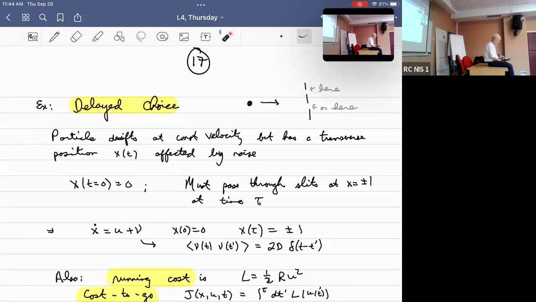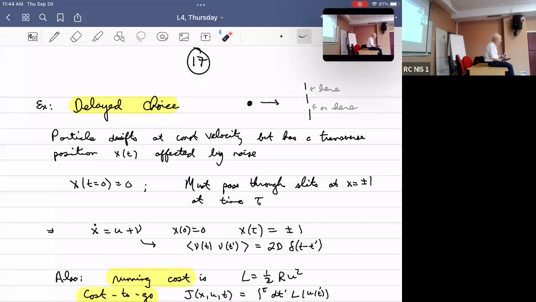It's going to take a deterministic amount of time to go from here to here. And while it's doing it, it will be drifting up and down. If it didn't do anything, it would probably just hit the wall. But if we gave it some forces, it could go through either this hole or this hole. The goal is to make sure that it goes through one of those two holes. We don't care which one. And to use the minimum amount of force to do this.